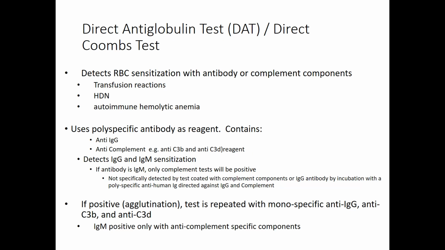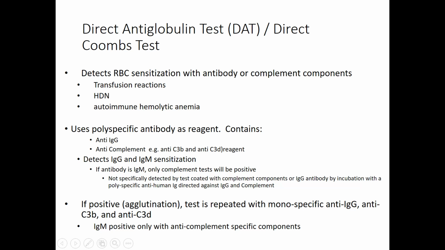So again, we're going to be testing for type 2 hypersensitivity reactions. And how can we do this? The DAT will be able to detect the presence of red cells that have been sensitized or coated with either antibody, IgG or IgM, or complement components. We're going to talk about the nuances of the antibody sensitization in just a second, but it will detect sensitization of red cells. And as I said, those are the tests that we're going to look at for a number of different hemolytic issues.